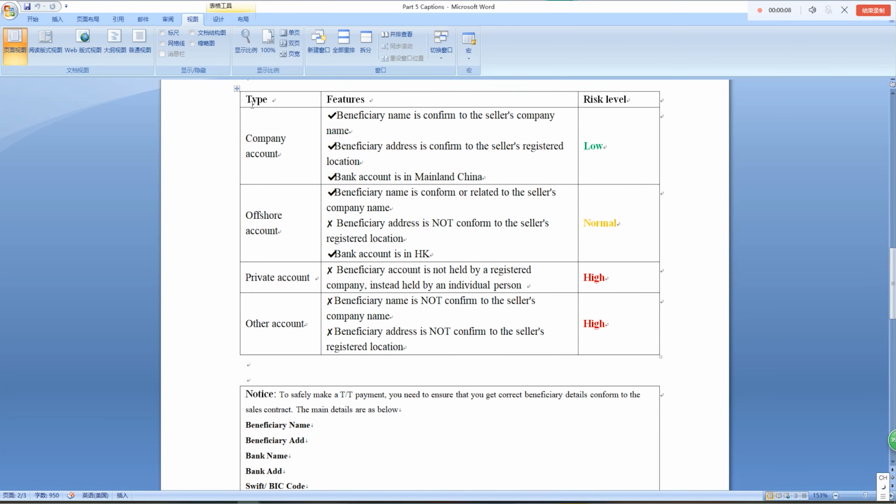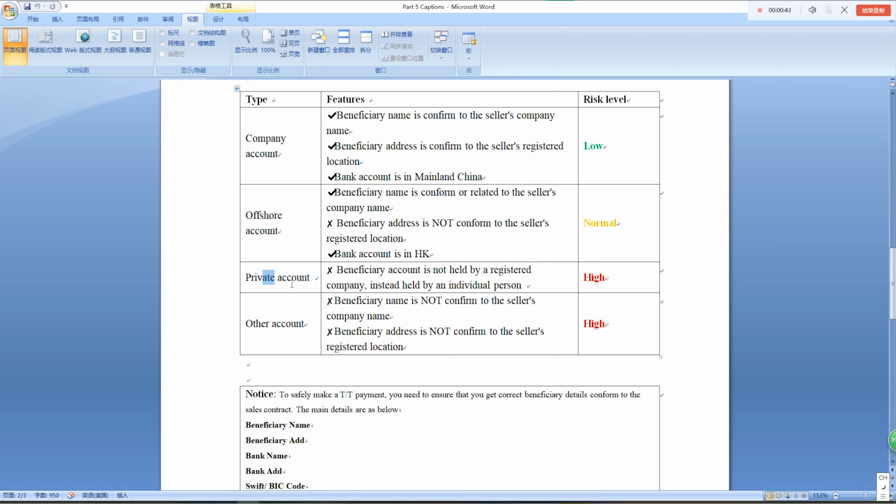Type: company account. The features: the beneficiary name conforms to the seller's company name. The beneficiary address conforms to the seller's registered location. The bank account is in mainland China. The risk level for this is low. Offshore account. The beneficiary name is confirmed or related to the seller's company name. The beneficiary address does not conform to the seller's registered location, and the bank account is in Hong Kong. The risk level for this is normal.